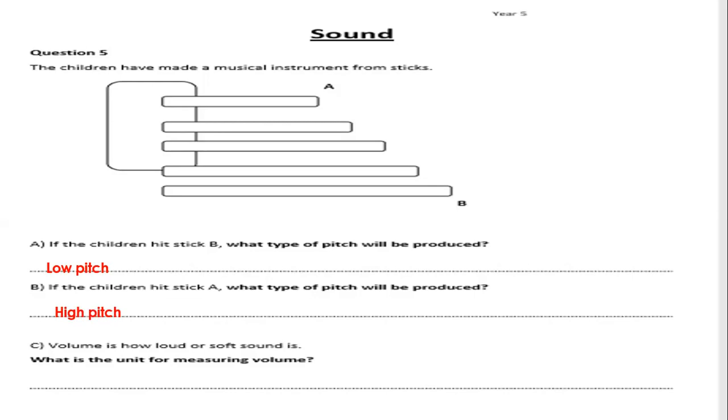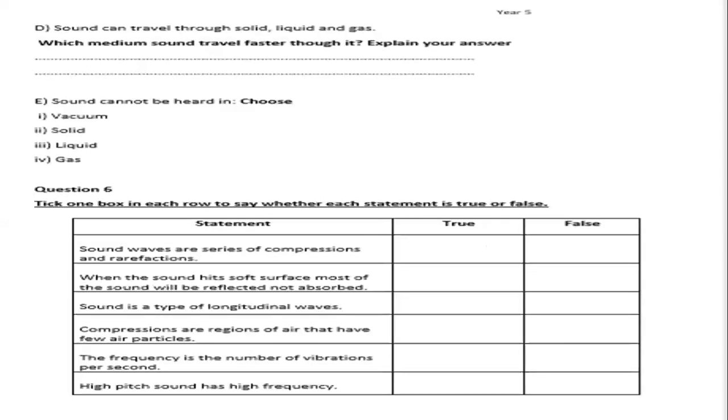Volume is how loud or soft sound is. What is the unit for measuring volume? We just said that it's called the decibel. Question D says sound can travel through solid, liquid, and gas. Which medium does sound travel faster through? And explain your answer. And we know that it's the solid. And why? Because the particles of the solid are close to each other.